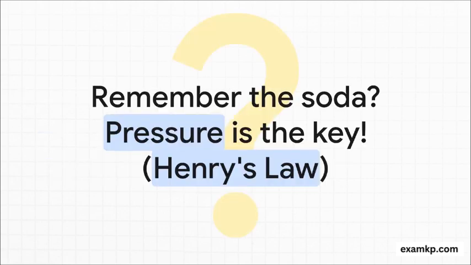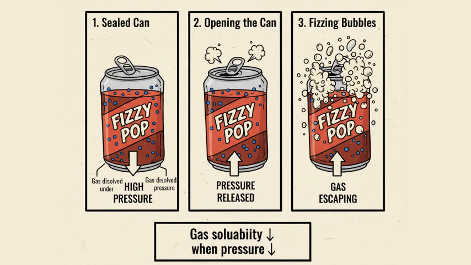So remember that soda we talked about right at the start? We finally have the answer. It's all about that third factor we mentioned, pressure. Inside that sealed bottle, the pressure is super high, and that high pressure forces a ton of carbon dioxide gas to dissolve in the liquid. The second you twist that cap, the pressure is released. The solubility of the gas just tanks, and it all rushes to escape as bubbles. And boom, that's Henry's law right there, happening in your soda can.